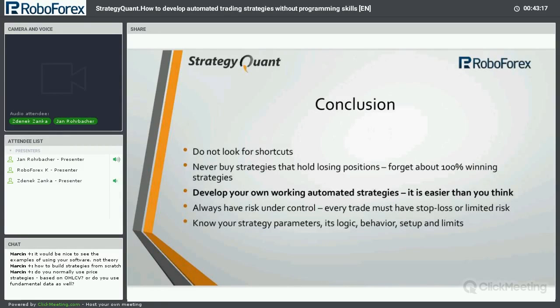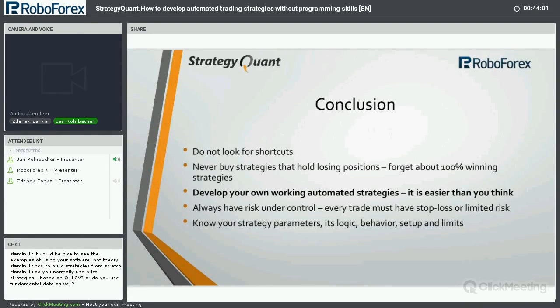Also, my advice is, you should definitely develop your own working automated strategies. And I have evidence, and I'm pretty sure that it's far easier than you think. Nowadays we can count on the computing power of computers. We can use solutions like ours, like StrategyQuant, that will really facilitate the hard work. So instead of manually or discretionary trading or backtesting everything, you can just simply press the button and leave all the hard work up to your computer.